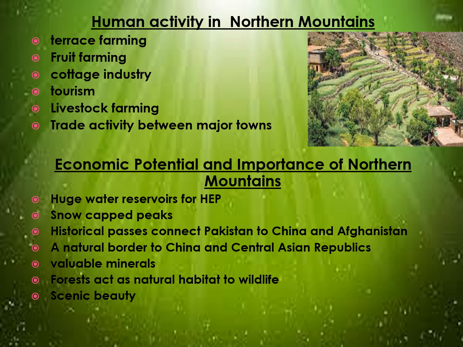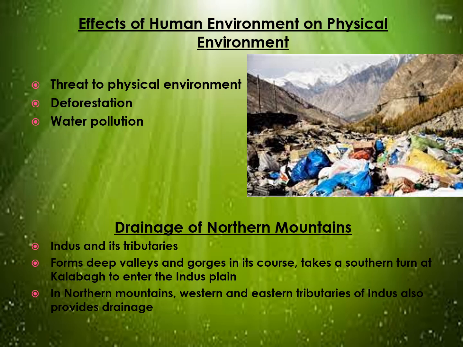Now, if we talk about the effects of the human environment on the physical environment, particularly in those areas, there is a threat to the physical environment by growing population, soil erosion and landslides, obviously. Deforestation is done due to failure of supply of natural gas, and people have to meet the needs of livestock, construction of roads and a rapidly growing population. So these are the main causes of deforestation in those areas. Water pollution caused by tourists and neglected by the government leads to waterborne diseases. So it's a major issue.